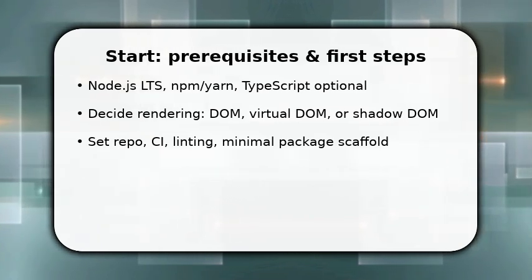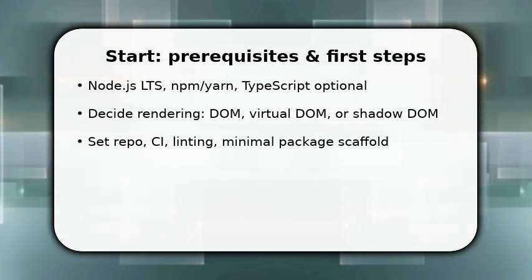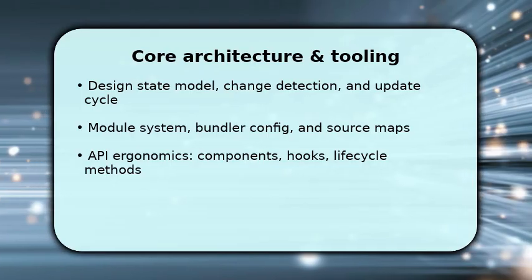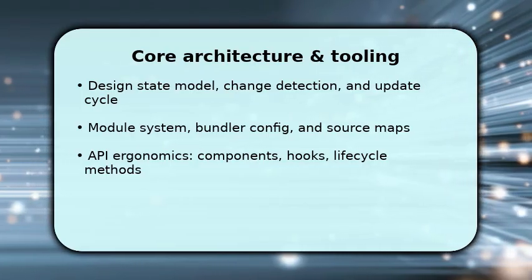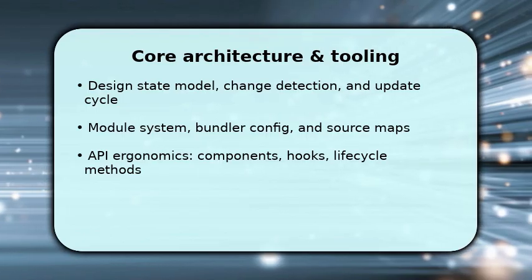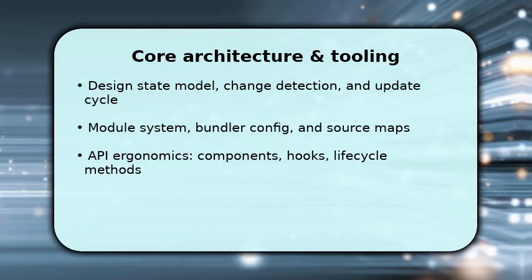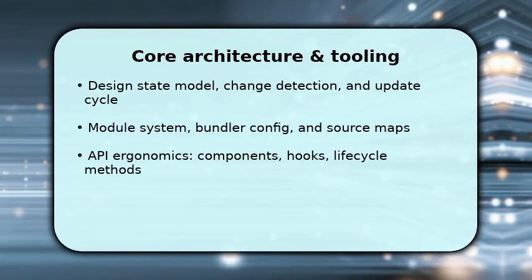Once the prototype renders, expand your core, formalize the state model, and implement deterministic change detection plus a batched update cycle. Integrate a bundler and define module boundaries so consumers can tree shake.